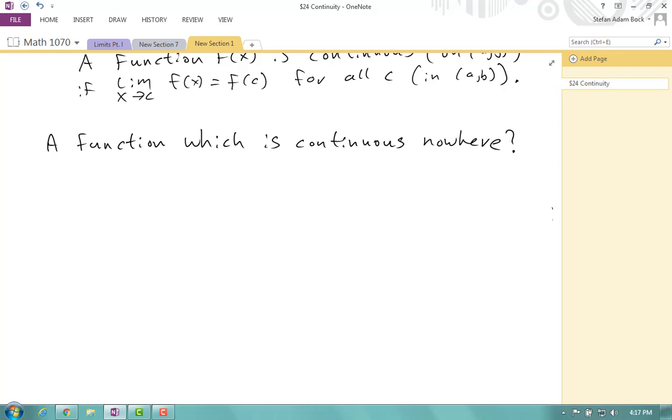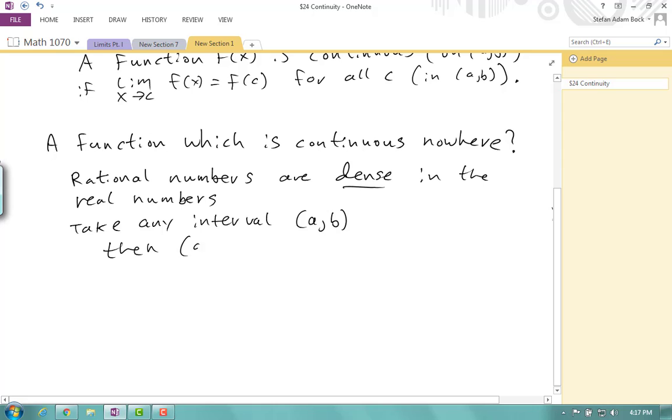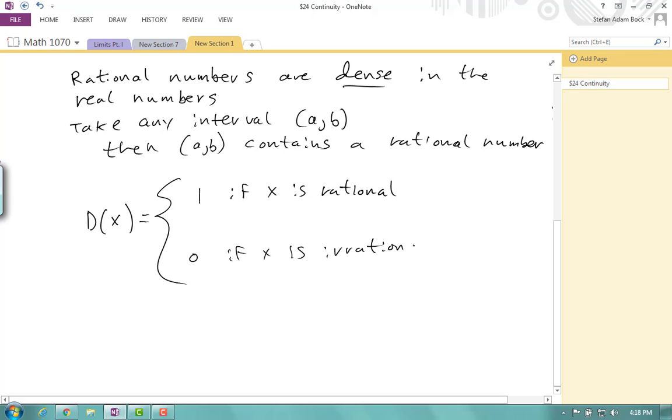So, there is a property. Rational numbers are dense in the real numbers. And what that means is any interval you take, no matter how small, contains a rational number. And it turns out this property is going to be instrumental in creating one of the worst functions you'll ever see. And here it is. D of x, assume whatever D stands for yourself, will be 1 if x is rational, and it will be 0 if x is irrational.